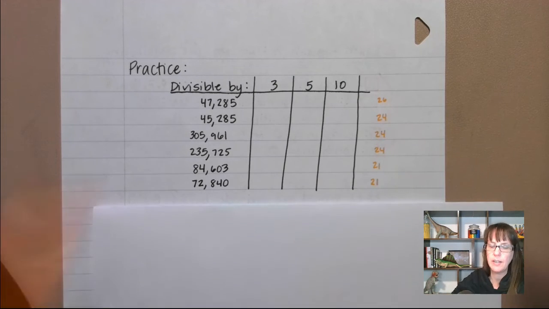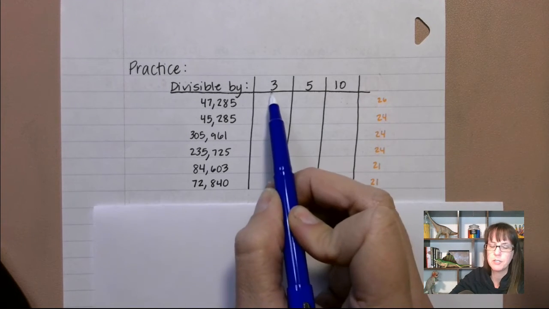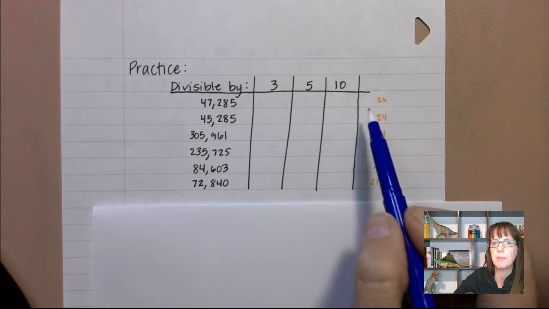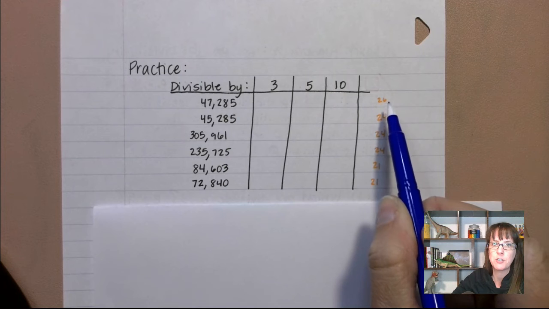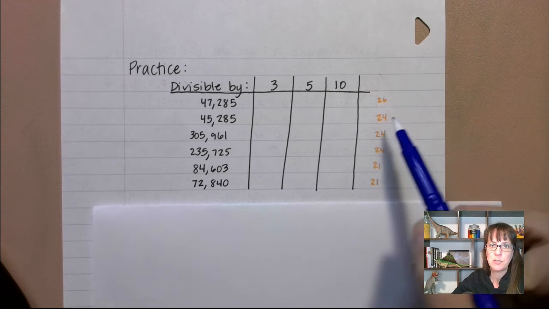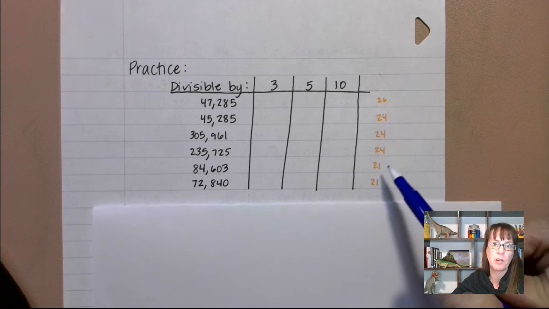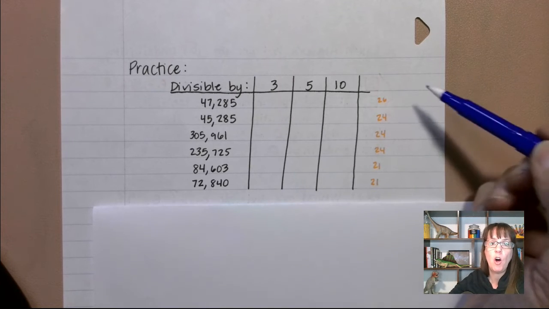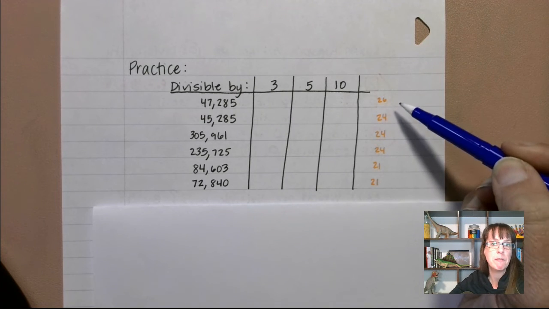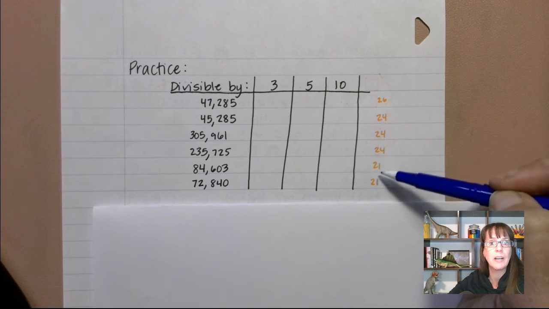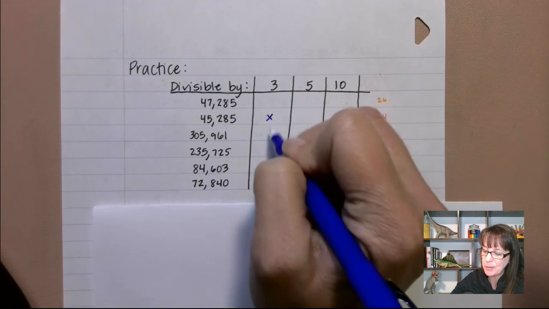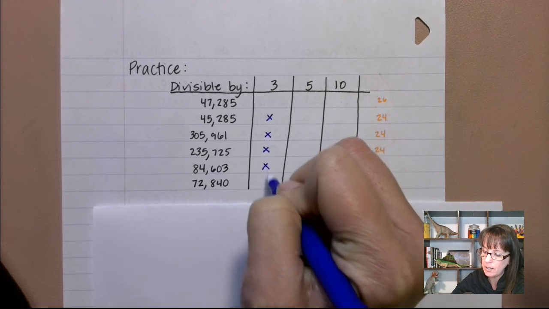Okay, so what I've done here is, in order to determine if it's divisible by 3, you should add up all the digits, right? So 4 plus 7 plus 2 plus 8 plus 5. If you do that, you should get 26. The next ones, you should get 24, 24, 24, 21, 21. That means all of these are divisible by 3 except that first one, because 3 does not go into 26, but it does go into 24 and 21. So 3 is going to go into all of these other numbers.